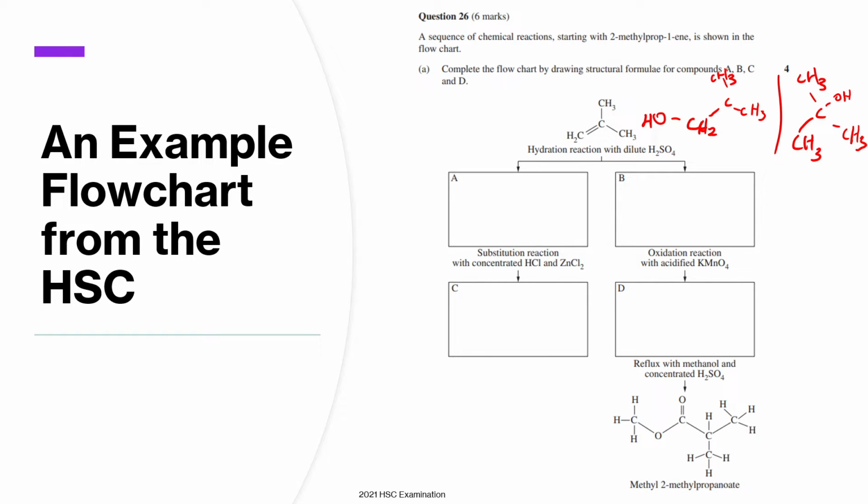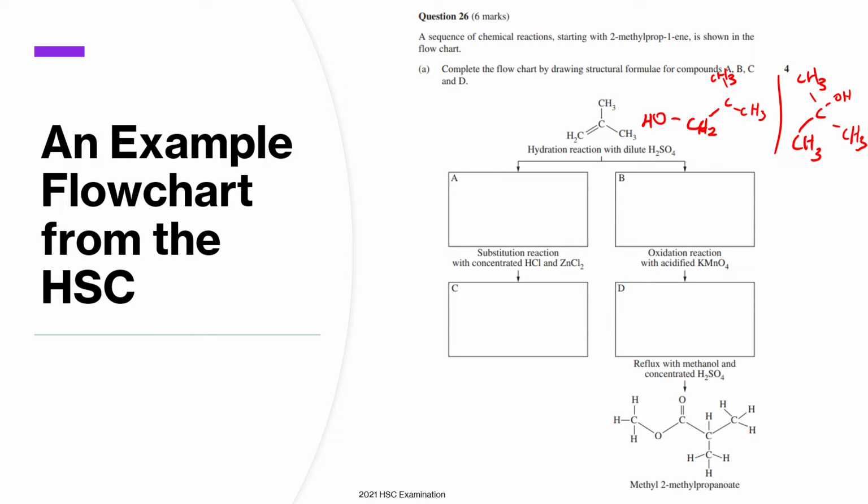Now, both products are possible, and currently we don't have enough information to determine which one is A and which one is B. For the reaction between A and C, we see that we have a substitution reaction with hydrochloric acid and zinc chloride. So what we're expecting to see is that the hydroxyl group comes off and a chlorine comes on. Now, this could happen for both a primary or a secondary alcohol. So we haven't been given enough information yet to know what A or C are.